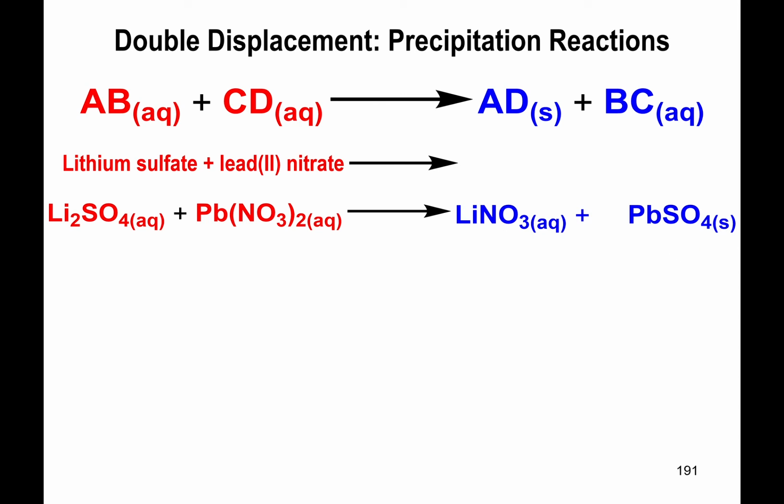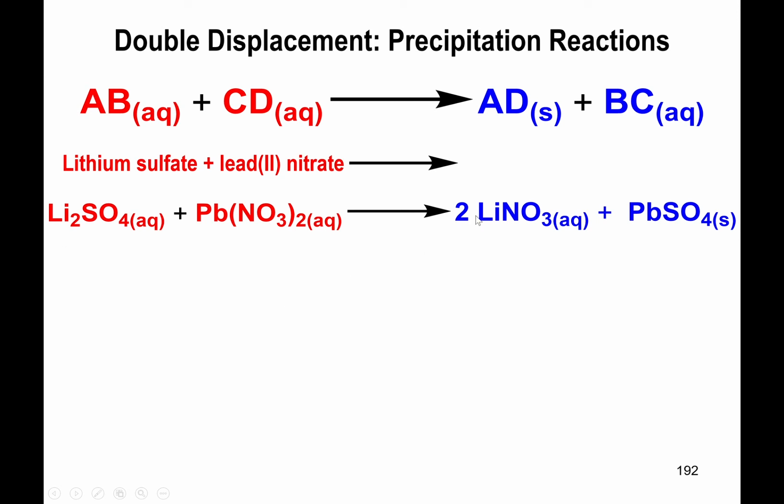And experimentally, what this means is that if you take a soluble solution of lithium sulfate and another soluble solution of lead nitrate and you literally mix them together, you expect to get solid lead sulfate crashing out from the solution.